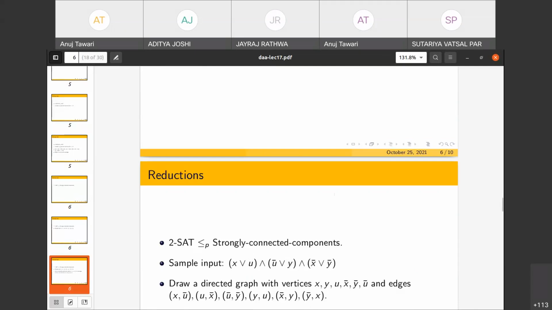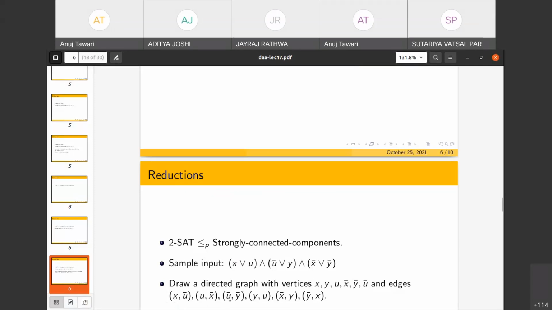So what we look at here is that, let's say if x is false, then u has to be true for this formula to be satisfied. So if x bar is true, then u is true, so draw an edge from x bar to u. Similarly, if u is false, then x has to be true. So you draw an edge from u bar to x.